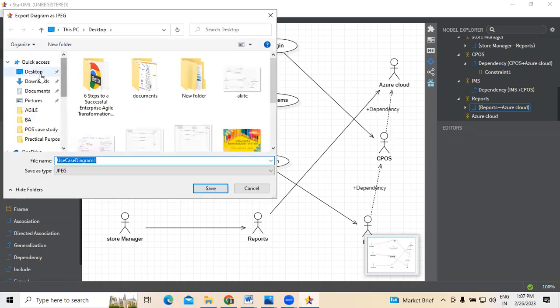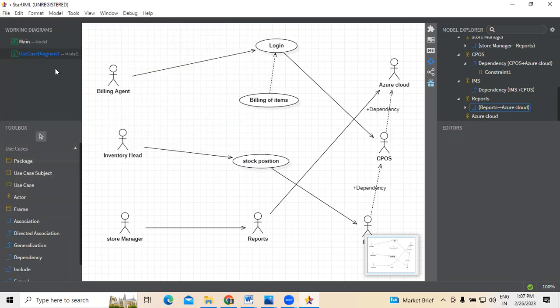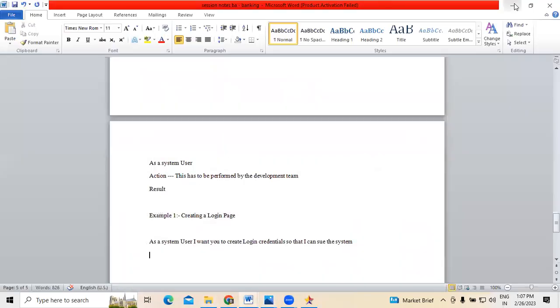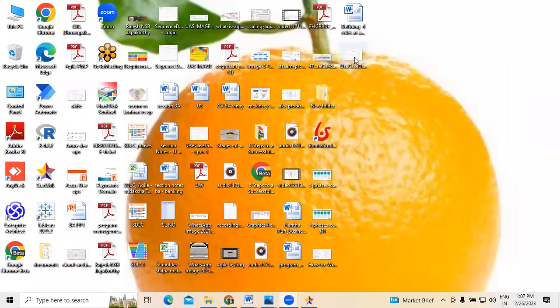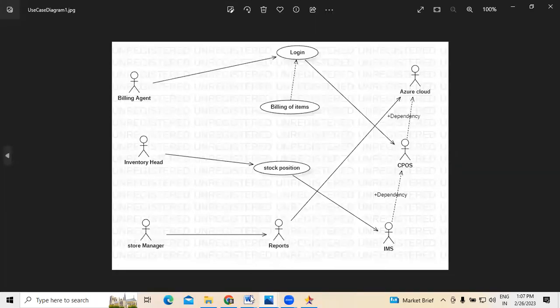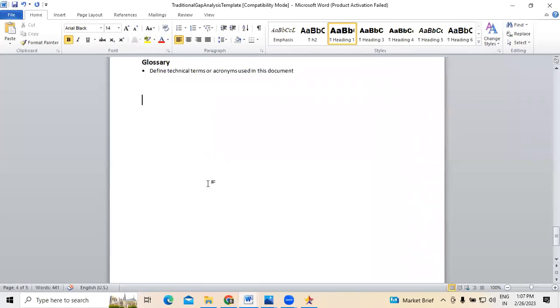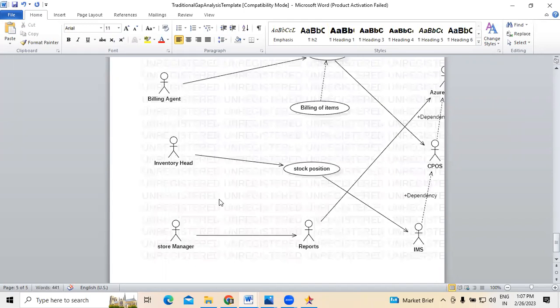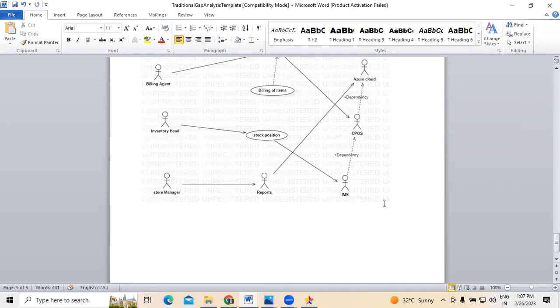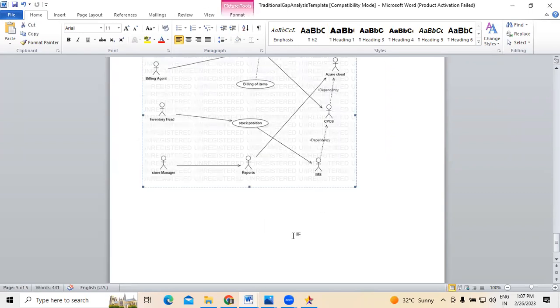For example, mentioning it as use case diagram 1, I'll tell you what we do. This is the diagram, we copy it. This is the BRD document. Wherever it is needed, we can copy it. In this BRD document, whatever documents we prepare, these diagrams we can incorporate into that. Clear, everyone? Understood?